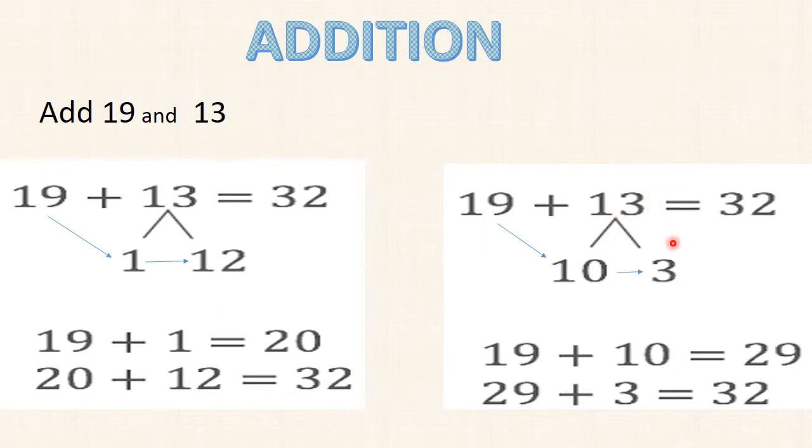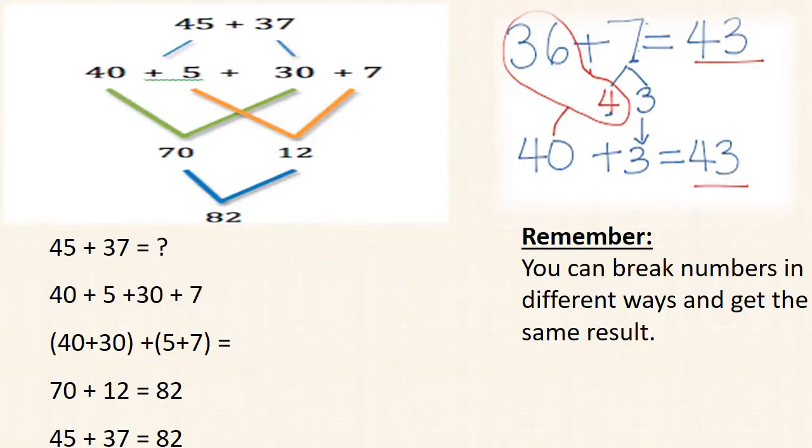I break 13 into two numbers. If I write 10 here, what number would I write here? 10 plus what is 13? 10 plus 3 is 13. So 10 and 3. Now I will not use 13, instead I will use 10 and 3. So 19 plus 10 is 29 and 29 plus 3 is 32. So I get my answer 32.